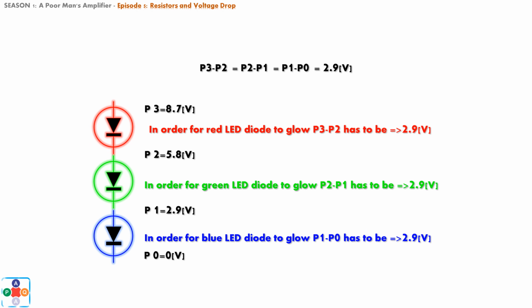Now, let's reference point P0 as our 0 volts reference point. That immediately implies that point P1 will be at 2.9 volts difference in potentials, regarding point P0, same goes for point 2 and point 3. The difference in potentials between each two subsequent points will be 2.9 volts. As a result, the point P3 will be at 8.7 volts of difference in potentials, in respect to point P0. Can you guess what will happen if we connect these three LED diodes on our 5 volts power supply?